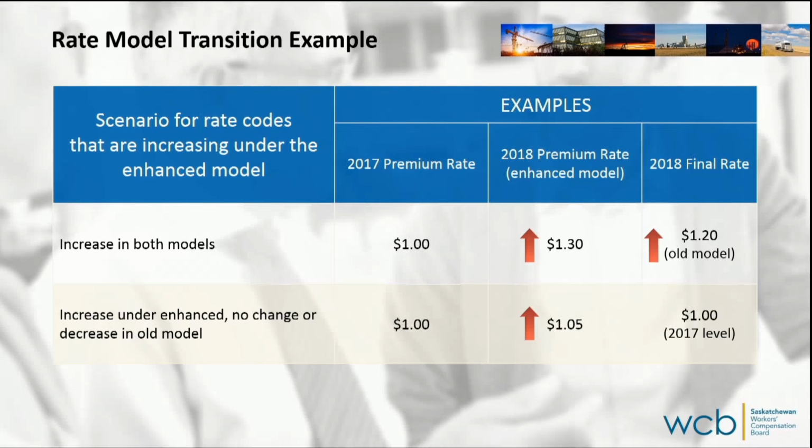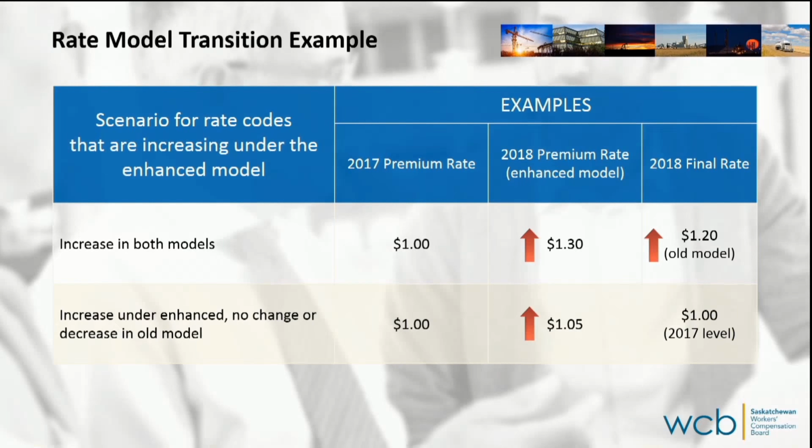To be considered for transition, the premium rate under the enhanced model was higher than the 2017 final premium rate. Once a rate code was identified as a transition rate code, their premium rate for 2018 is determined in one of two ways: either determined under the old model or held to the 2017 level.